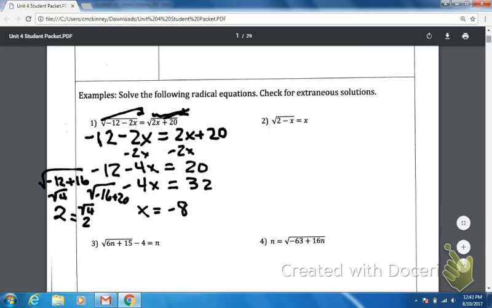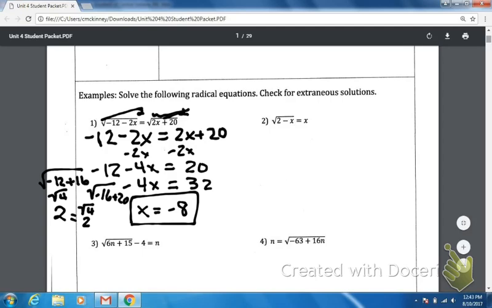Negative 8 is the solution. Okay? Negative 8 is our solution. The reason we're doing the check is because sometimes we're going to have extraneous solutions that are not actually the answer. But in this case, negative 8 checks out. It works.